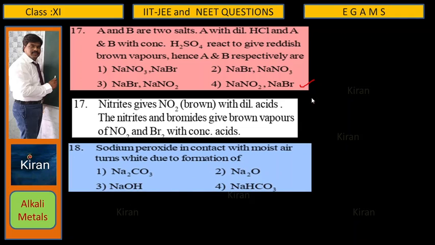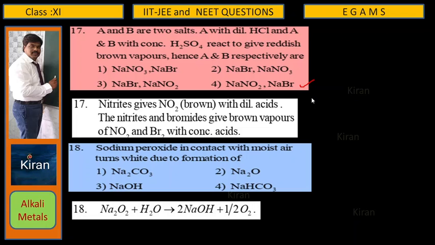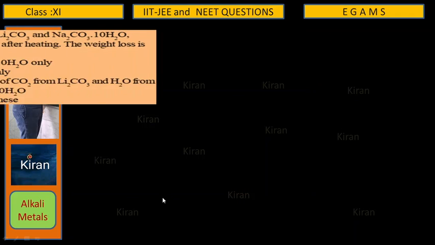Sodium peroxide in contact with moist air turns white due to the formation of. Why is it turning into white color? What is the reason? Yes, sodium peroxide, when you place it in water, you are getting sodium hydroxide plus half mole of oxygen. The correct option is the third option, that is formation of NaOH.